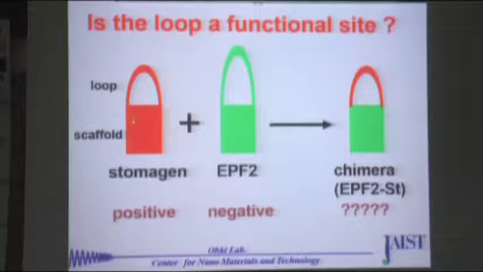And this is stomagen. Here is the loop. Here is the scaffold. This is the positive regulator, and this is EPF2. This is the negative regulator. Scaffold is here. Loop is here. So we designed and made this kind of mutant. In this mutant, the scaffold region is coming from EPF2 and the loop region is coming from stomagen. So if this mutant shows positive function, we can say the loop region is the functional site. So this is the result.